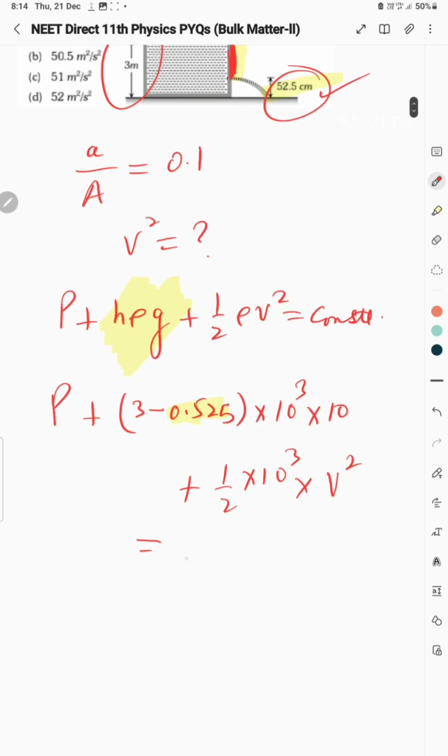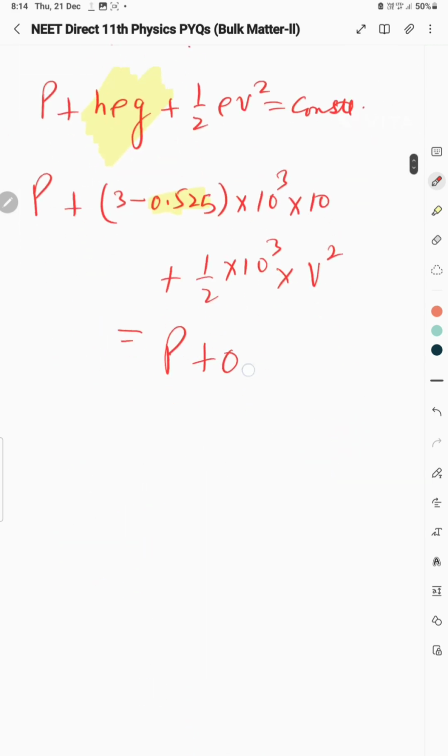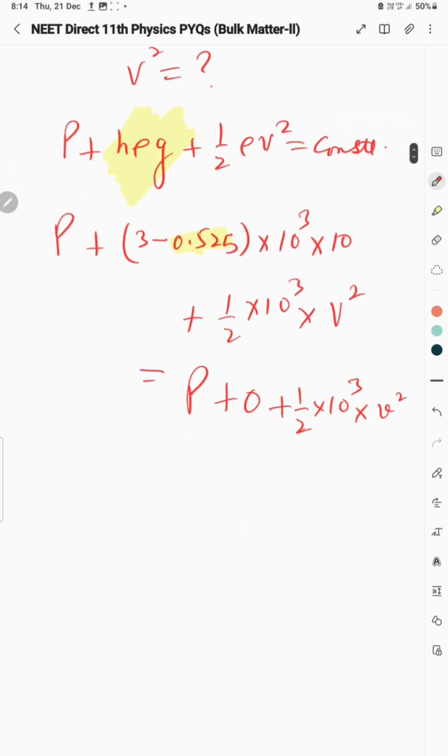This should be equal to pressure P, because as per Pascal's law, pressure is same. So P is there, but next this term happens to be 0. Why? Because the distance of this point with respect to itself is 0. This point with respect to itself has a height 0. So the h rho g term becomes 0 plus half rho, rho again 10 power 3, into velocity square. So it is small v square, because I had kept the symbols small v and capital V. Okay, this P gets cancelled as it's same on both sides.